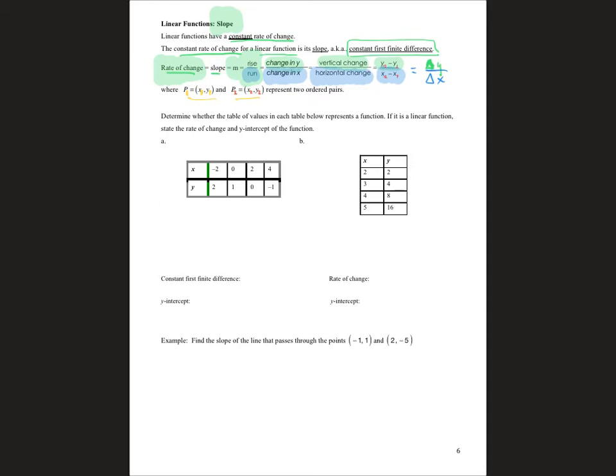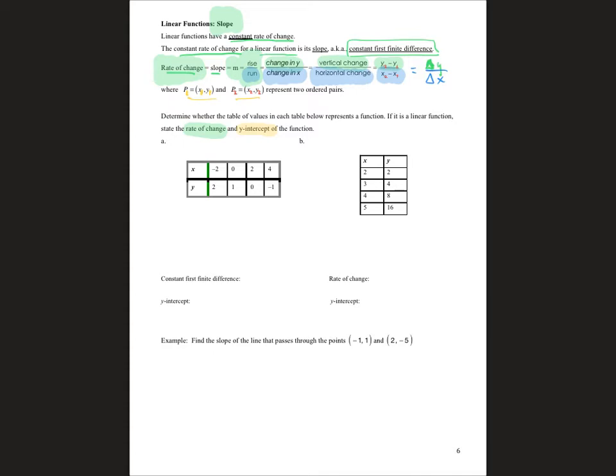So if I give you a table of values, it's a relation. First thing you should do, is it a function? If it's a linear function, you should be able to identify the rate of change. You should also be able to identify, if given especially, the y-intercept. So these are functions. For every input, there's only one output.